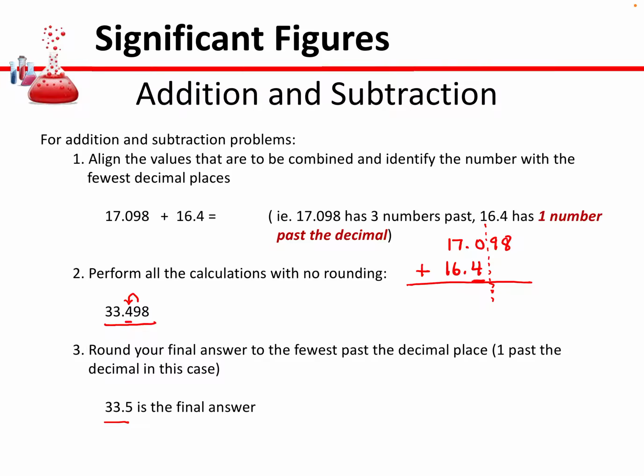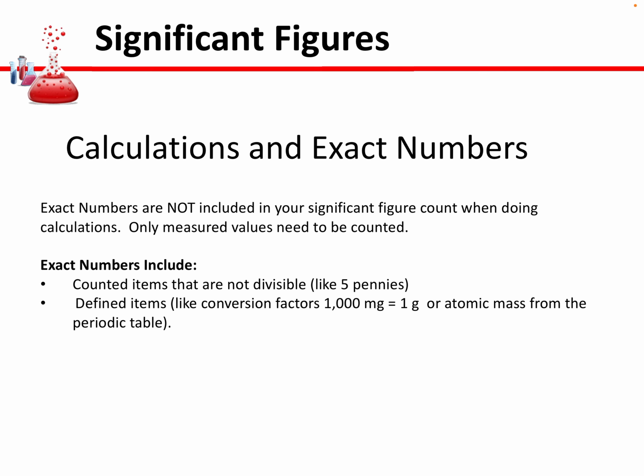All right, now we have multiplication. So we need 2 because it's the longest. Which feels sucky. Yes, but that is correct. So you need to round this back to how many significant figures? 2.